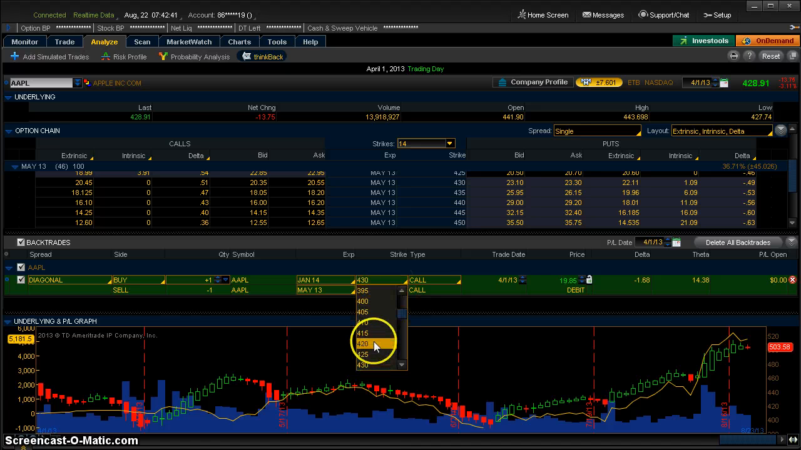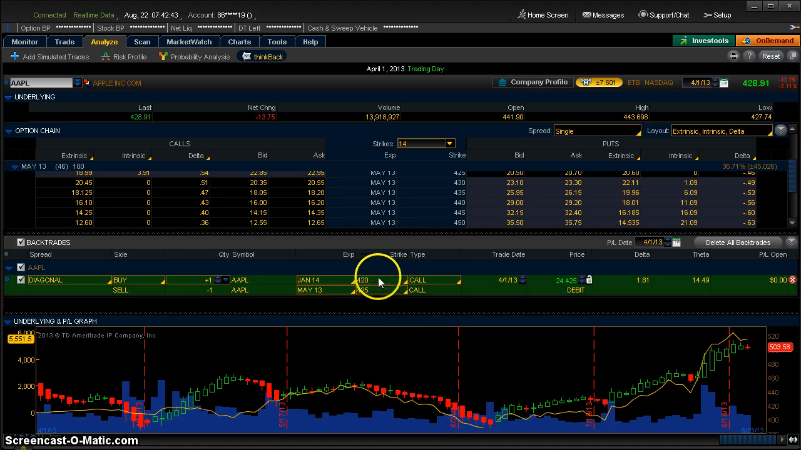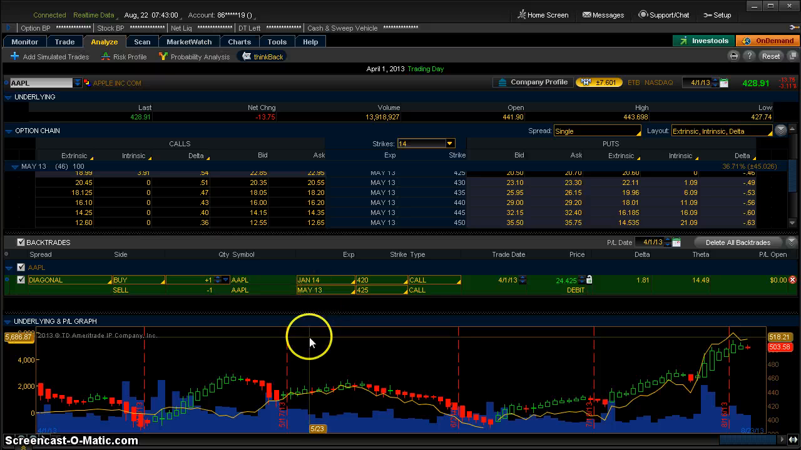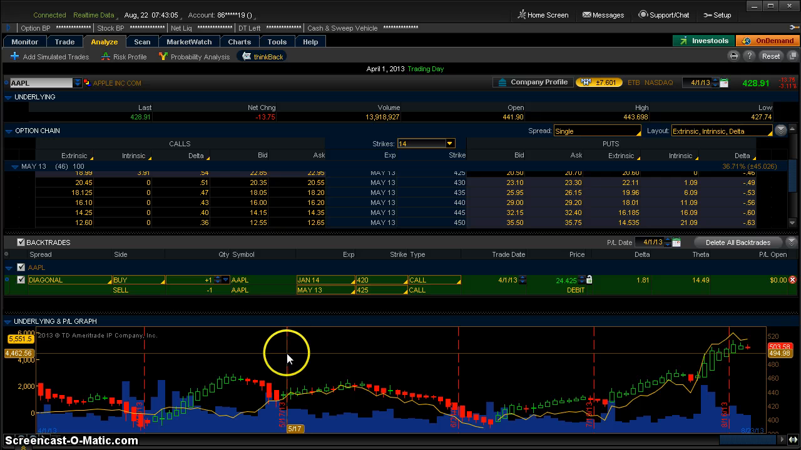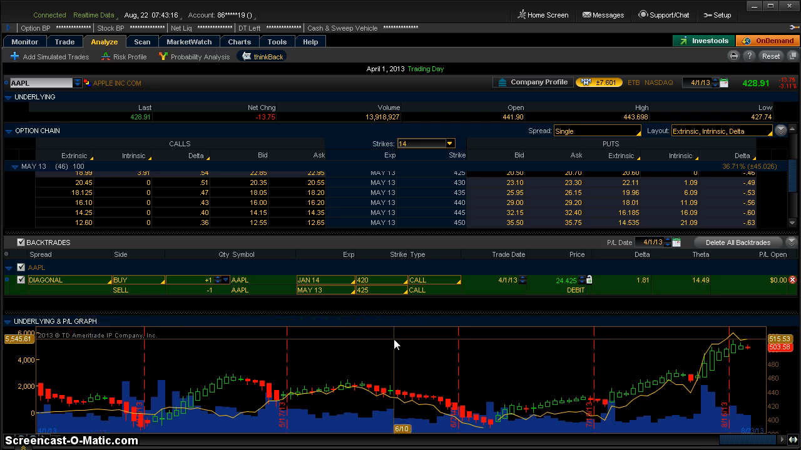Let me see, 420. Yeah, so a $5 spread costs you $25. But if you treat it as a leap and you were to buy back your short at the end of May, that's this little graph, puts your lines in here right there. Then you would see at the end of the year you'd still make great money off of this, $5,000.